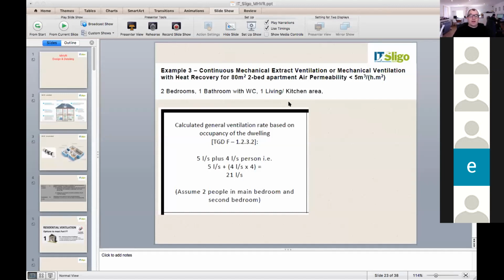So here we go. We've already gone through the importance of airtightness, and I introduced a few weeks ago the principles of mechanical ventilation and heat recovery. We're now going to look in more detail at the mathematics behind it.